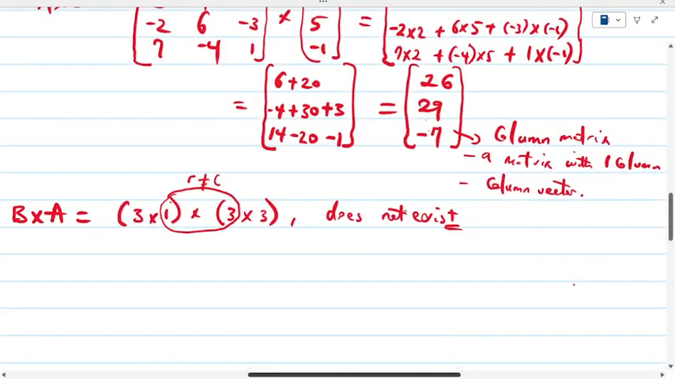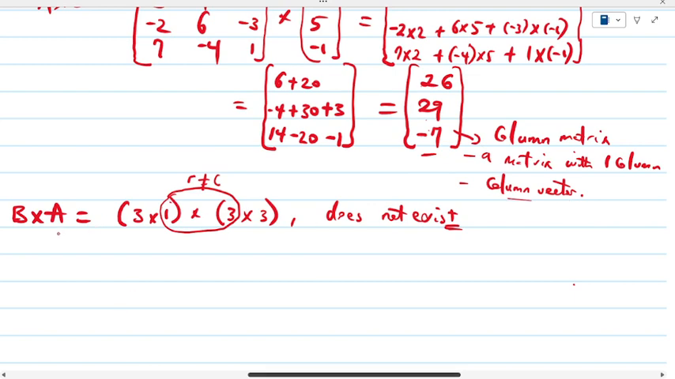Since the number of columns in this matrix is 1 and we have 3 rows, we call it a column matrix. Why? Because the number of columns here is 1. So a column matrix is a matrix with 1 column, and sometimes we call it a column vector.